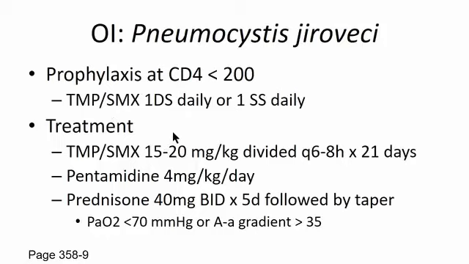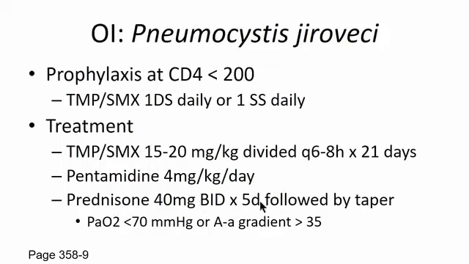In terms of treatment, Bactrim is also the drug of choice. High dose, 15 to 20 milligrams per kilogram of the trimethoprim component, every 6 to 8 hours for 21 days. And for patients who have severe hypoxemia, defined as a PaO2 of less than 70 on room air, or an A-a gradient greater than 35 on room air. So if your patient is requiring supplemental oxygen, a lot of times they already have severe hypoxemia. You should consider giving prednisone in conjunction with the Bactrim.